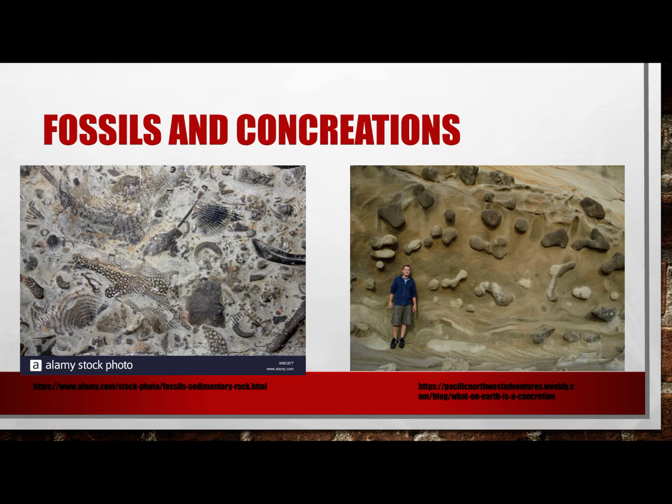Fossils are also commonly occurring. Simply put, remains of plants or animals. This could be traces as well, and concretions over here. These are chunks of rocks that don't really belong. These are the ones that are made up of stuff that's not like the rest of it.